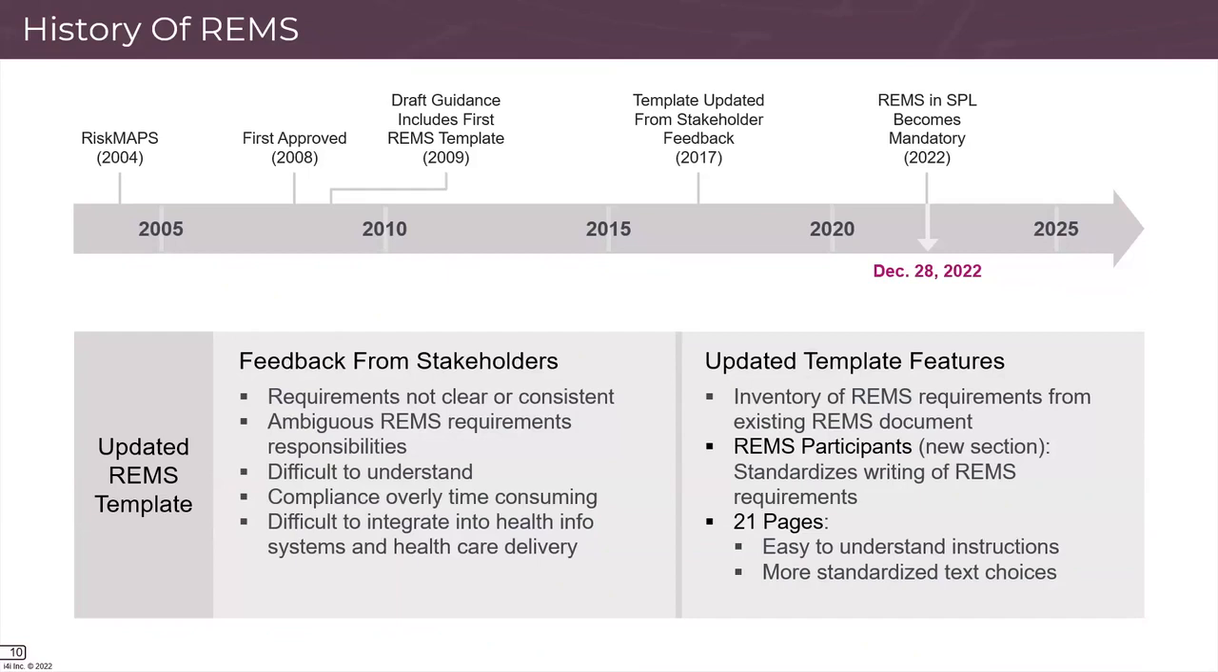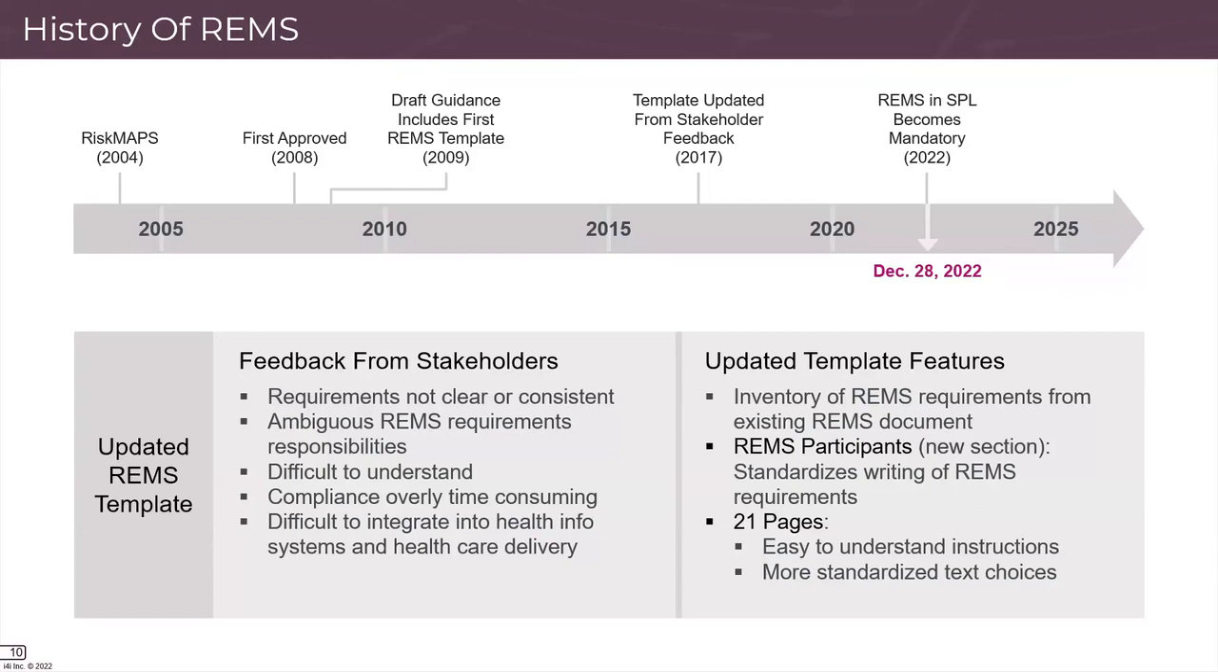In 2008, the FDA first gained the authority to require REMS as part of an NDA, ANDA, or BLA. And by the end of 2008, there were over 20 REMS documents approved, most of them only containing a med guide, and they were made available via PDF. In 2009, the FDA included the first REMS template in the draft guidance. And 8 years later, in 2017, the REMS template was updated based on some feedback from the stakeholders.